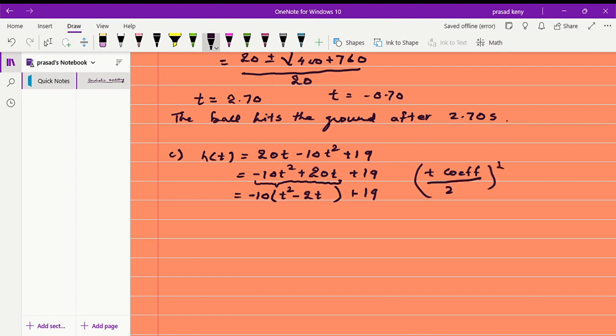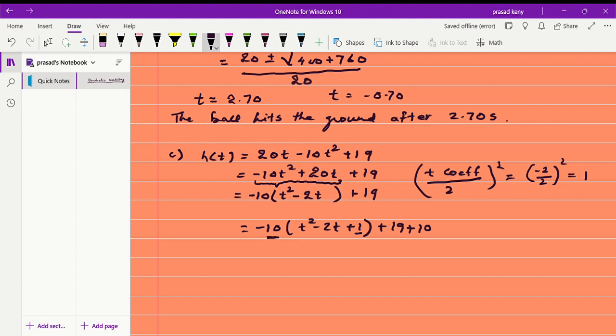So it is minus 2 upon 2 the whole square, that is 1. So minus 10 (t square minus 2t. I will add 1 here). Now to balance, I have to add or subtract something, but be careful, I am adding 1 and outside the bracket there is minus 10. So actually I subtracted 10, so I am adding 10 here.